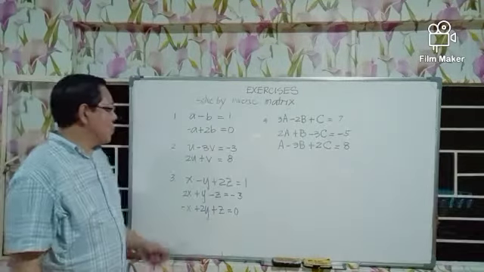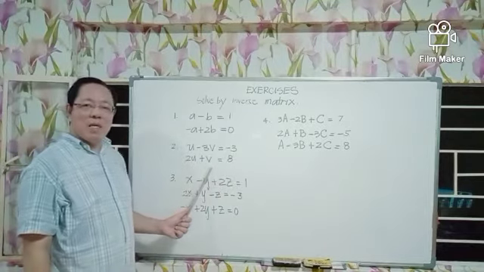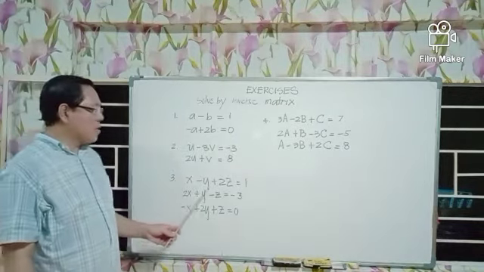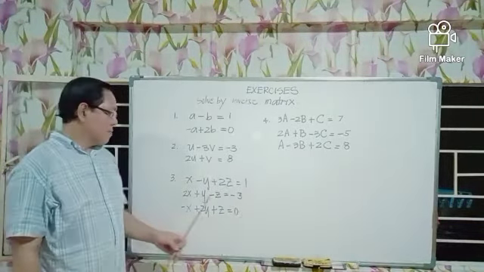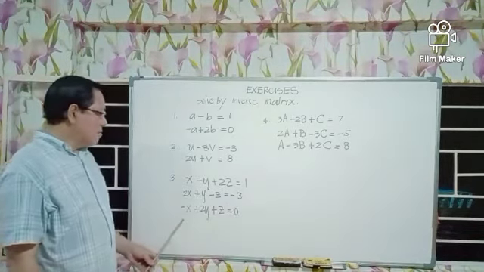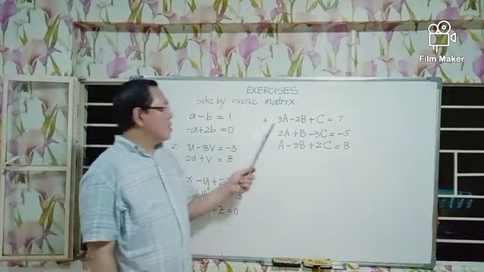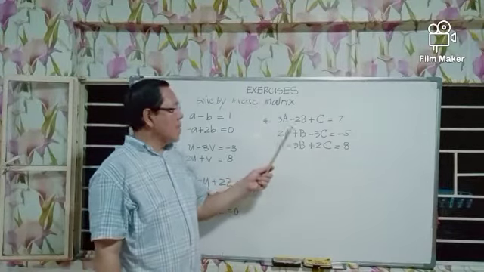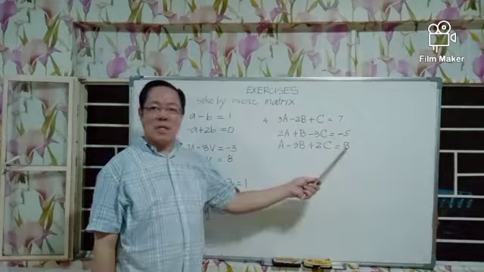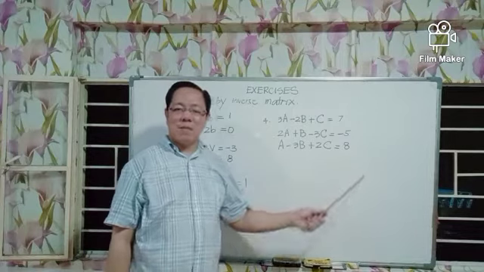For number 2, u minus 3v equals negative 3, 2u plus v equals 8. In number 3, we have x minus y plus 2z equals 1. 2x plus y minus z equals negative 3. Minus x plus 2y plus z equals 0. And last, 3a minus 2b plus c equals 7. 2a plus b minus 3c equals negative 5. a minus 3b plus 2c equals 8.